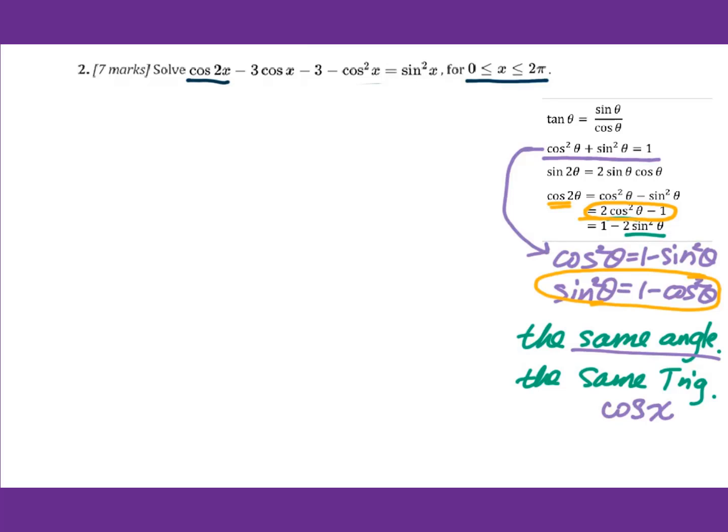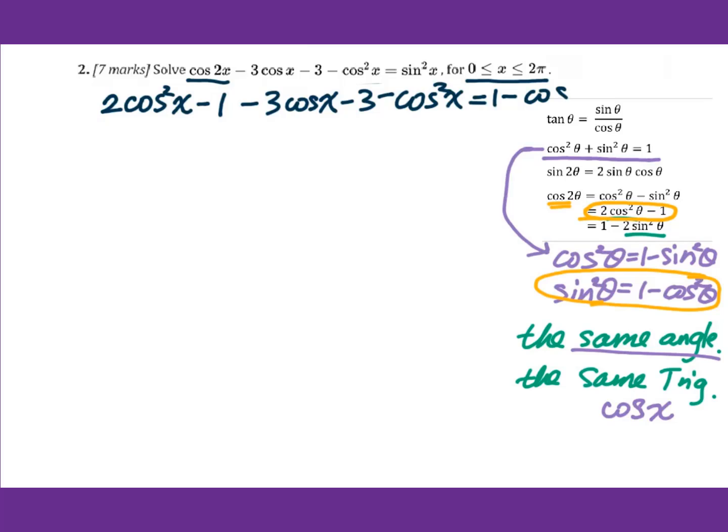So you will get 2 cosine square x minus 1 minus 3 cosine x minus 3 minus cosine square x equals 1 minus cosine square x, because you change sine square x into this. Or you can move cosine square x to the right side. You will get sine square x plus cosine square x equals 1. You can do that too.